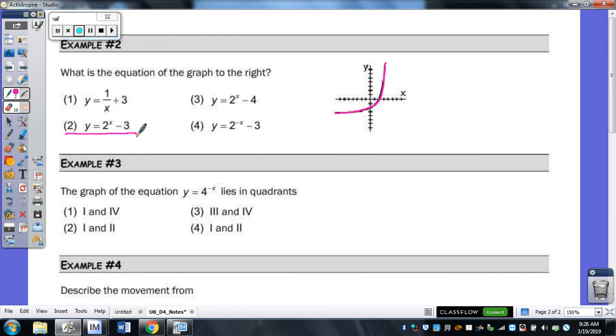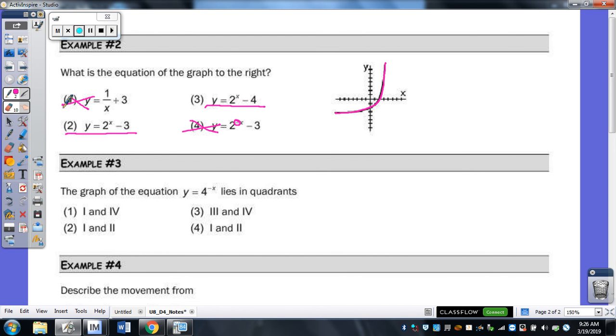negative exponent. It could be choice 3. It's not going to be choice 4 because of that negative sign right there. That tells us it's going to be decreasing. And then choice 1, that's not even an exponential. So, not going to be choice 1.